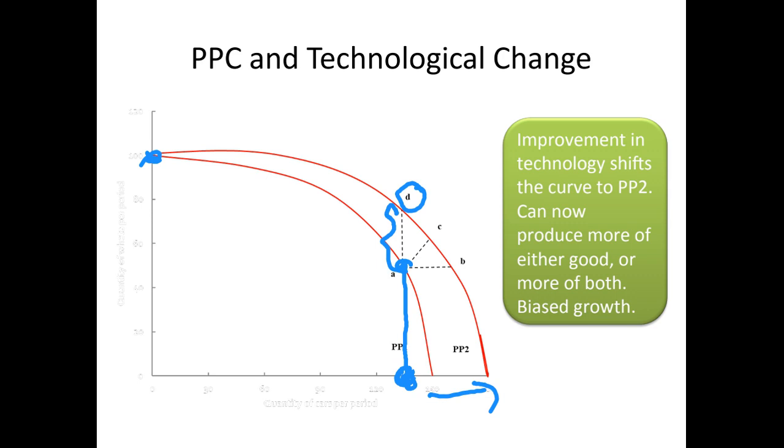The other option is you can produce both more wheat and more cars if you move from point A to point C. And also you can go to point B, where there is no change in wheat, so you are still producing the same wheat, but you are now producing more cars. So even if there's a biased growth, the production of both products can increase. Okay.